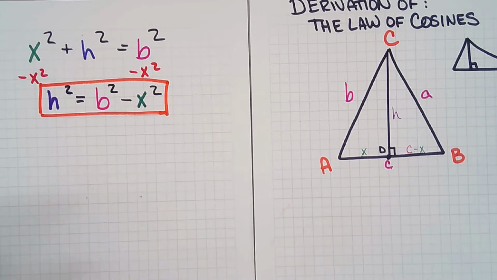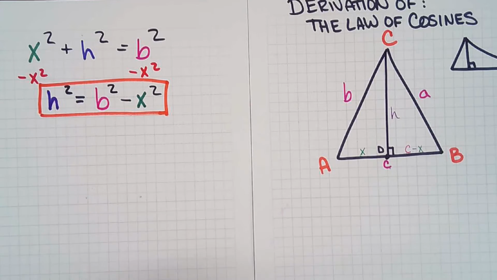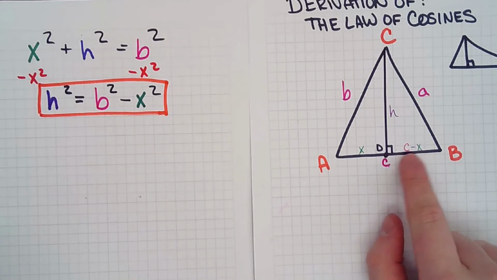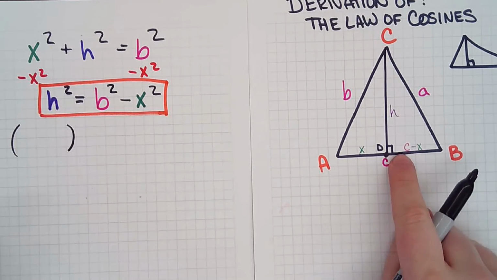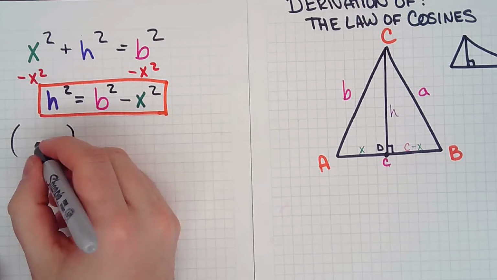All right, so the next thing we want to do is do Pythag for the other side. So we did it for the left triangle. Let's do it for the right triangle. So in this case, instead of X being our bottom base, it's going to be C minus X for that leg. So it's the quantity, because there's two terms here, a C and an X, of C minus X.